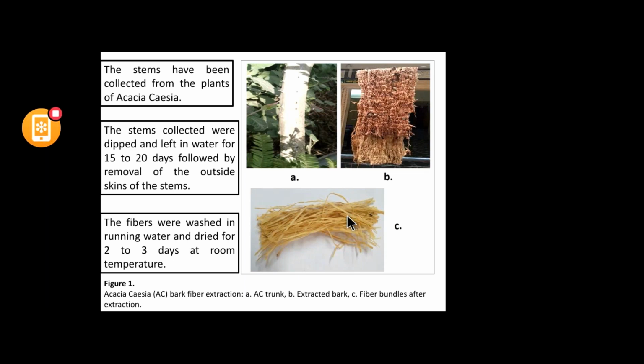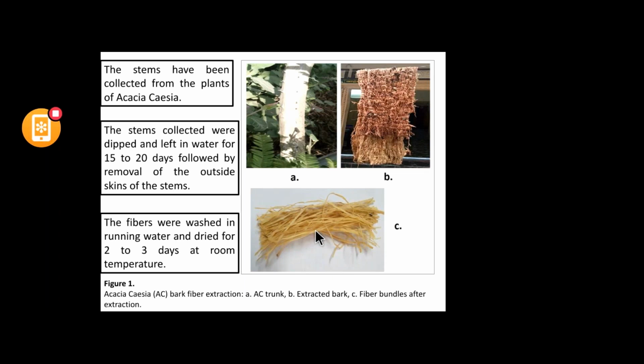The excess moisture available in the fibers was then removed by drying the fibers in the oven at a temperature set at 70 degrees Celsius for 24 hours. The fibers after drying are kept in desiccators until tested, to prevent moisture absorption from the atmosphere.